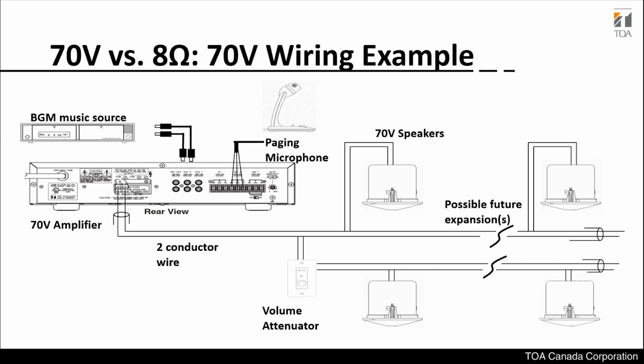Here we have a 70-volt wiring example. We're using an A-2000 series mixer amplifier with a microphone connected to it, in this case a PM-660U. You can use other microphones, even wireless microphones. As a background music source, you can use any source that has an unbalanced audio out. You can use our TOA DT-940 tuner. The speaker output is 70 volts, connected with a 2-wire conductor, in this case to two speaker lines. One of the speaker lines has a volume attenuator just for adjusting volume in one particular space.